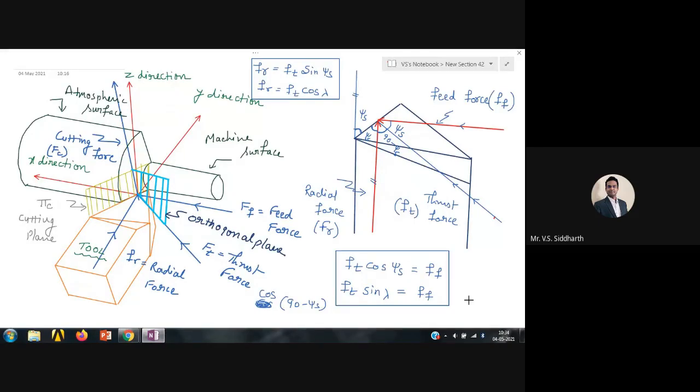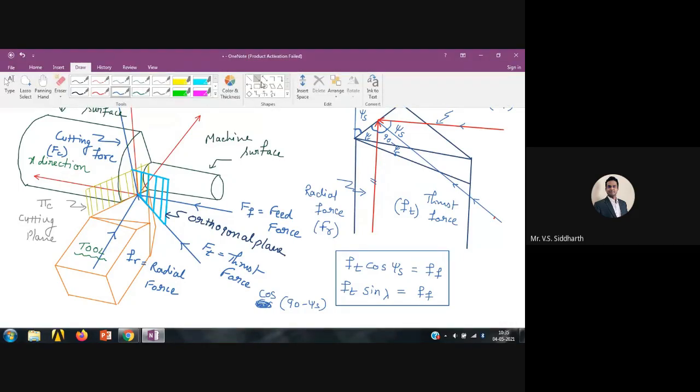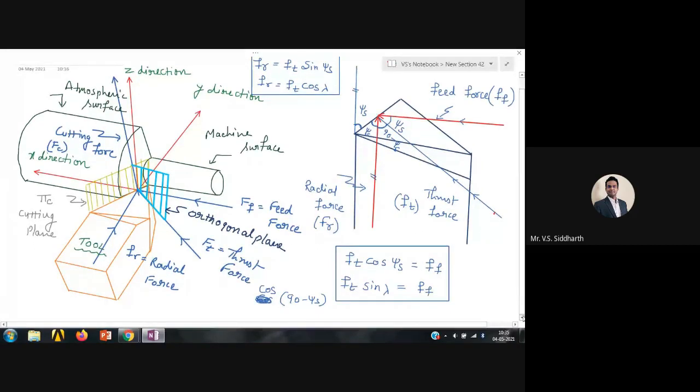Now I am asking you one very simple question. What I'm doing basically is I'm trying to calculate the resultant. So after I got the values of Fr, Ft and all, I'm writing the resultant.